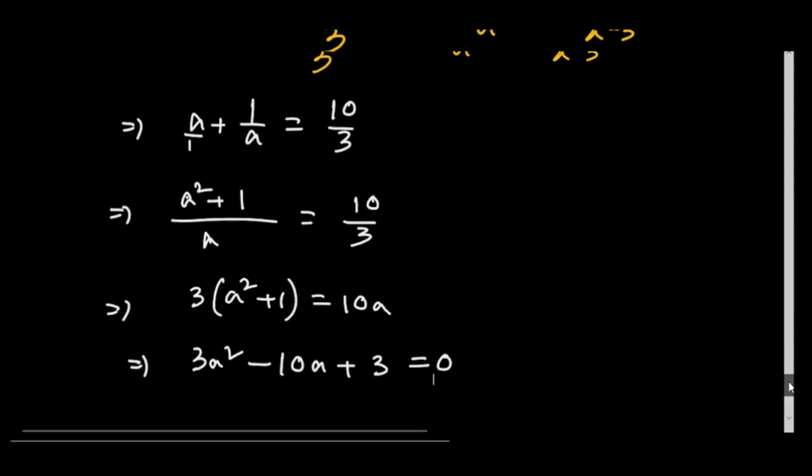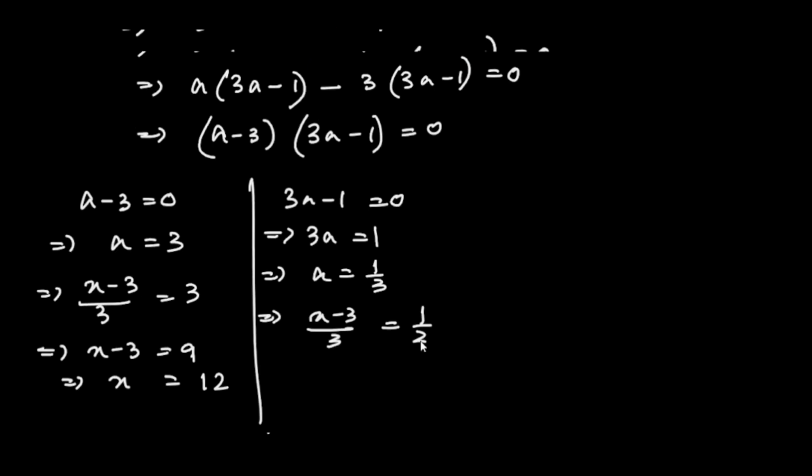Again we are having 3a minus 1 equals to 0. That means 3a equals to 1. That means a is equals to 1 by 3. The value of a is (x minus 3) by 3, that is equals to 1 by 3. This 3 and this 3 get cancelled. So x minus 3 equals to 1.